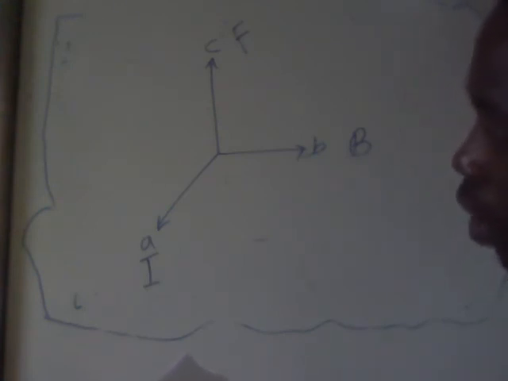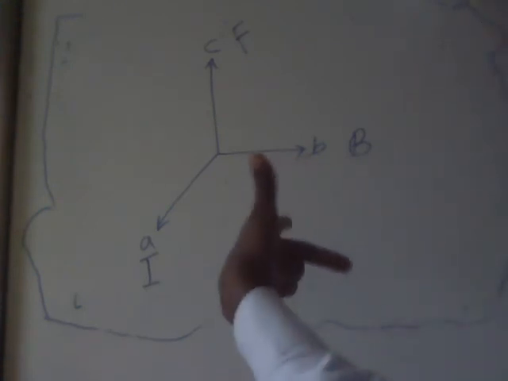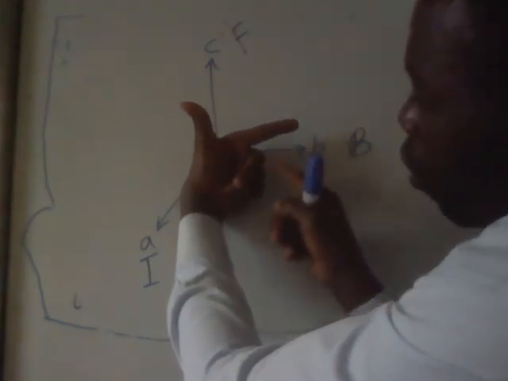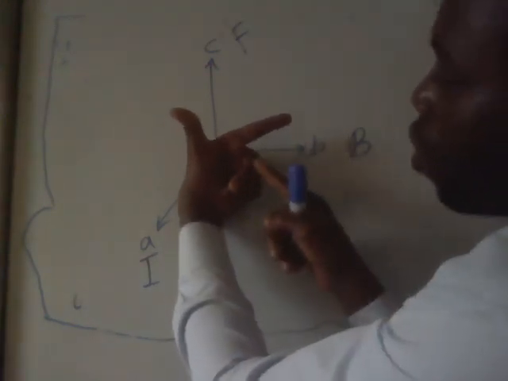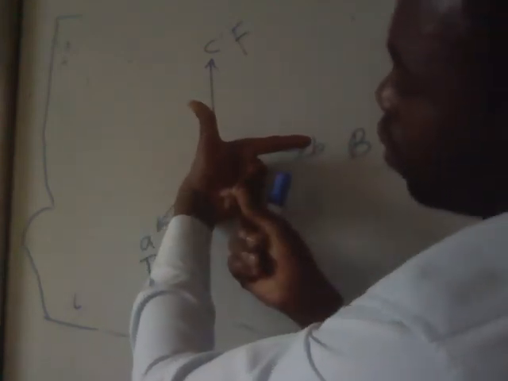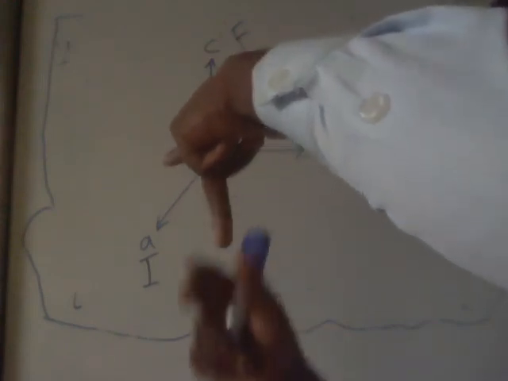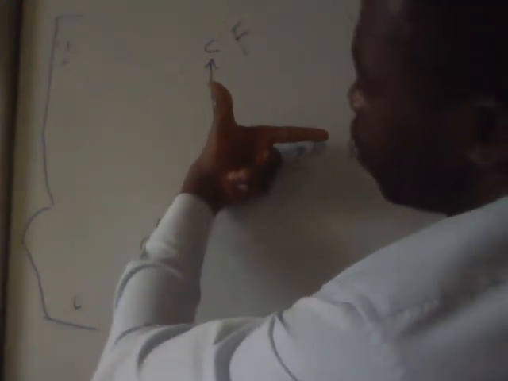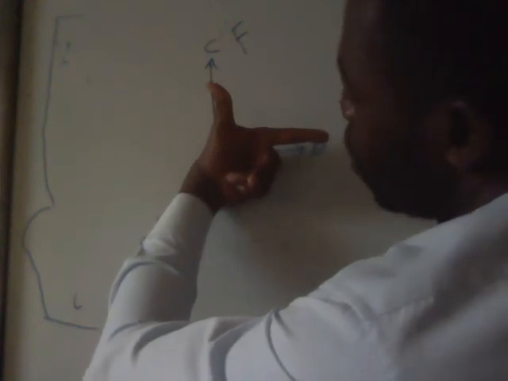So if A is current, because when you put it this way, this one will still be your current, because this one is always your current. And you can place your finger in that particular direction. It matches.